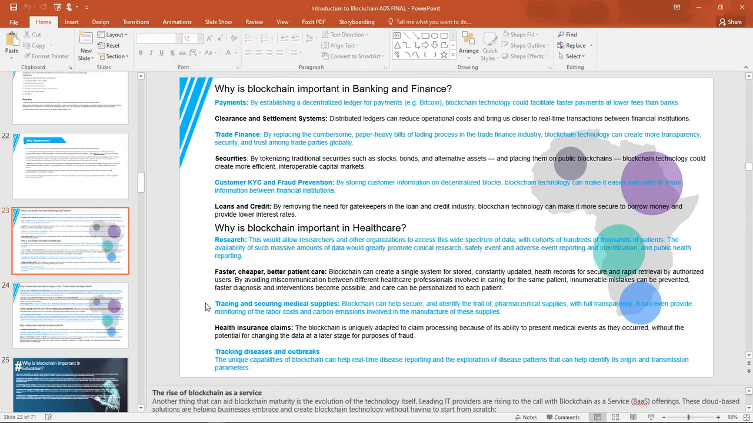Health insurance claims is another solution blockchain can be able to do. The blockchain is uniquely adapted to claim processing because of its ability to present medical events as they occurred without the potential for changing the data at a later stage for purposes of fraud. So this one can also be avoided using blockchain.